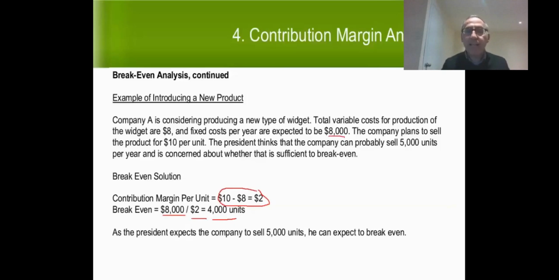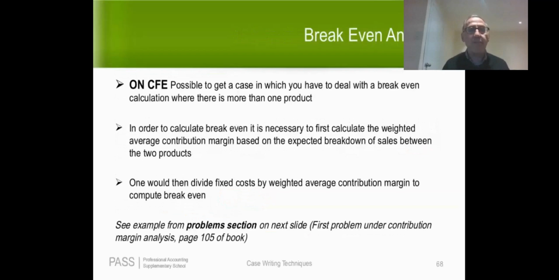The president said that he thinks the company can probably sell 5,000 units, so the company should be able to very easily break even because they only need to sell 4,000 units to break even.